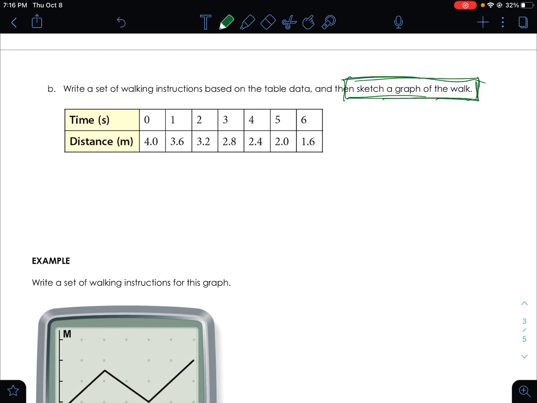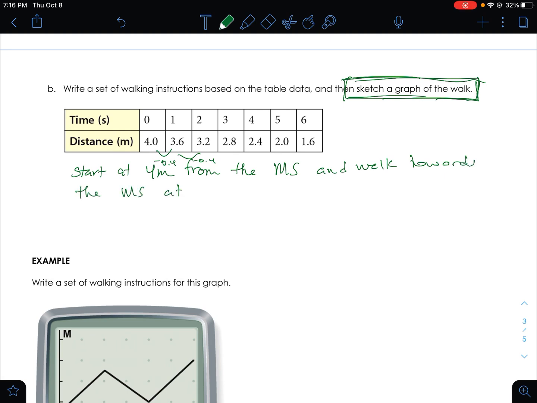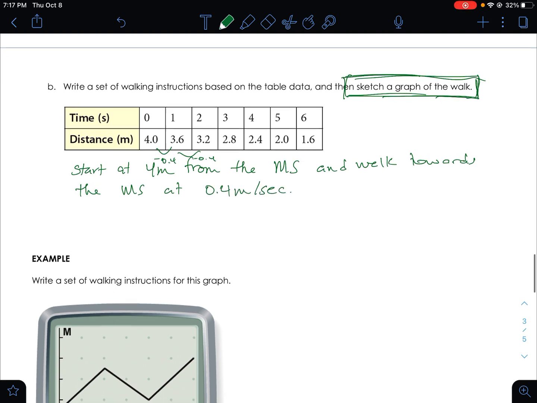To write a set of walking instructions, though, we would start at 4 meters from the motion sensor, again, abbreviating it MS, and then we see that we are going down by 0.4, minus 0.4. So since we are subtracting, we're walking towards the motion sensor. So start at 4 meters from the motion sensor and walk towards the motion sensor at 0.4 meters per second. Okay.